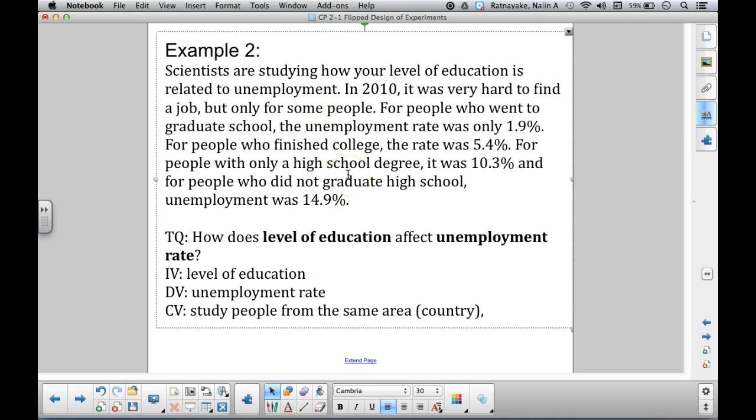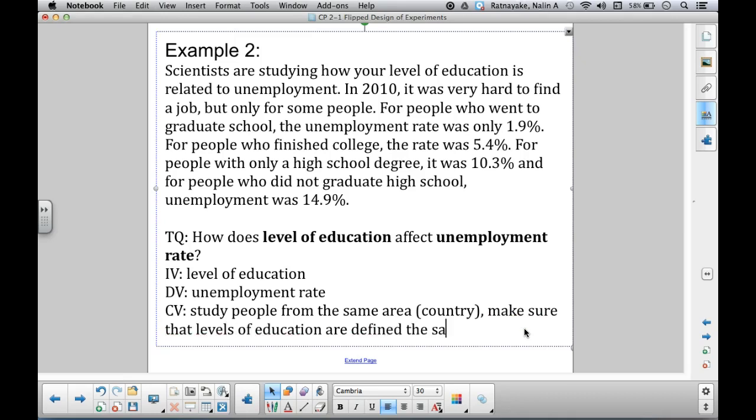A college degree from France might mean different things than a college degree from the UK or the United States, for example. That could be one example of a control variable. It really depends on your study, what you might want to keep constant. But the key to thinking about it is, are there variables out there that I don't want their effect to confuse my results? And that's how you can define a control variable. So maybe another way of putting that would be make sure that levels of education are defined the same. Okay, does finished college mean the same thing for all those people? If it doesn't, I might get some strange results.